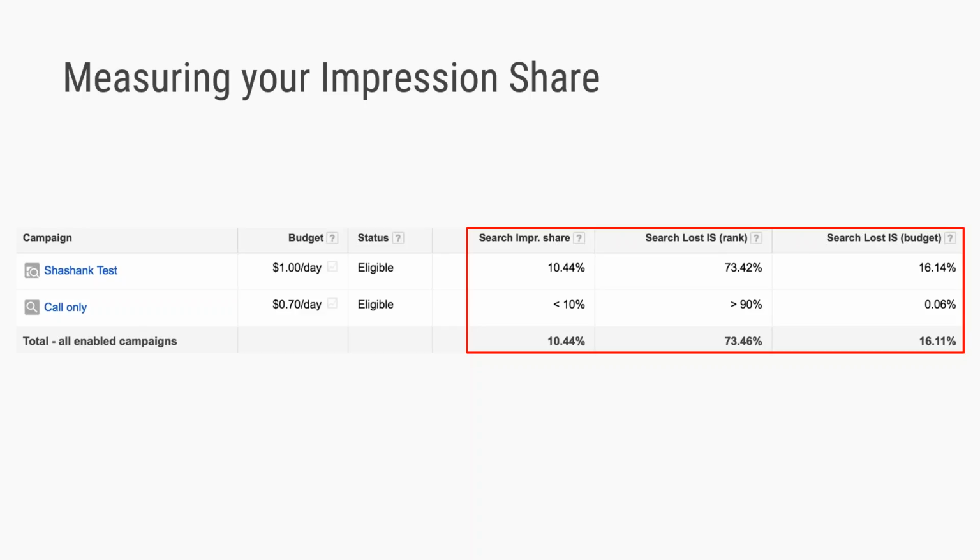The other one is search loss due to budget, where we see a 16% loss. This is very simple. There was not enough budget for the campaign to show the ad, so that's why they lost this opportunity. So when you go back and look at your campaigns, and you see that you only have 10% impression share, but there is opportunity to increase it through budget or through rank, you could choose to work on either of these metrics or both of them.